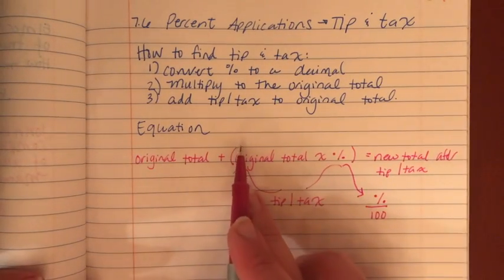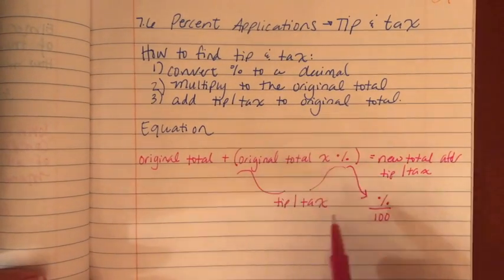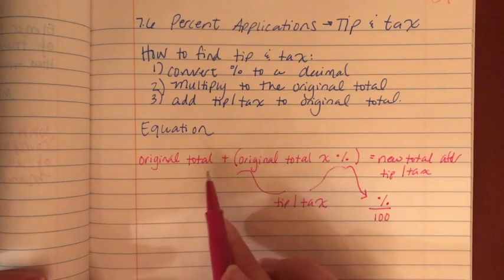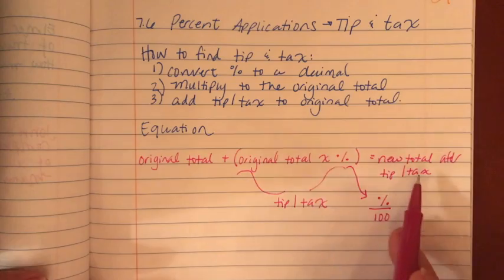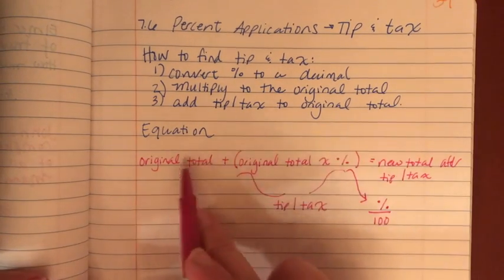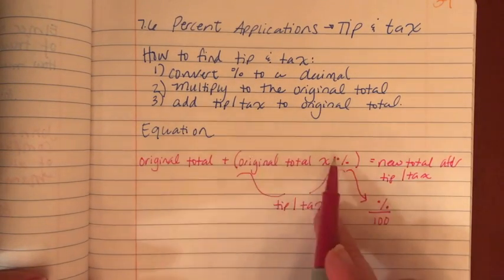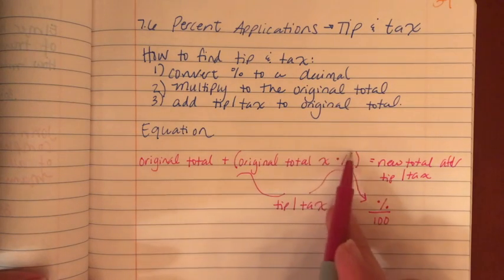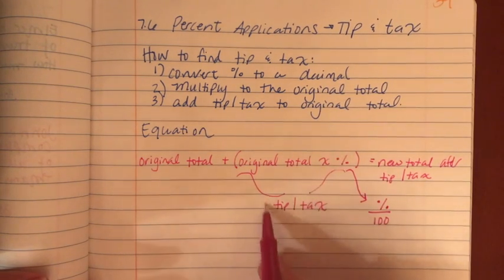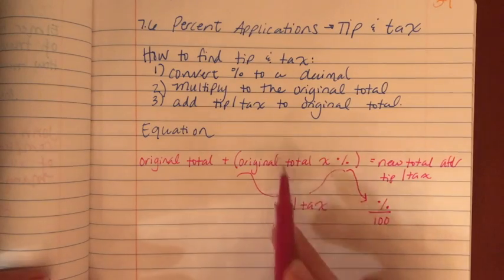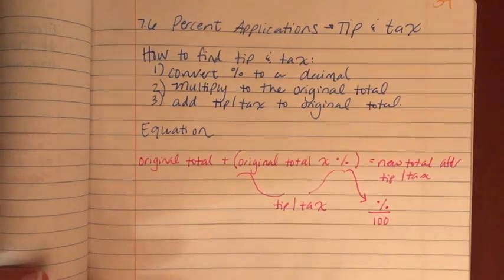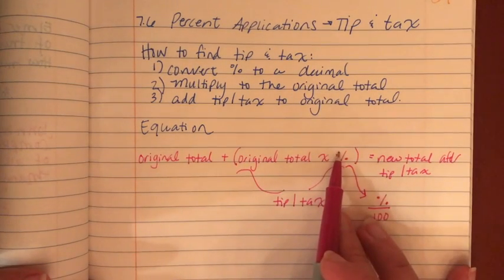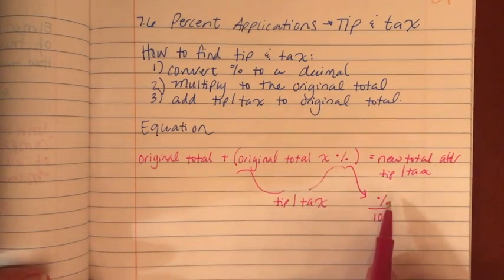There are going to be some Khan Academy problems, depending on which ones you get, that ask which equation matches the word problem. Let's say you were given the original total and the percent, and they asked which one gives you the tip and tax. You'd want one that looks like this: your original total plus the original times the percent. If you were just asked for tip or tax, the equation would look like this, and oftentimes they'll write it out of 100, like 98 out of 100, rather than writing the decimal or the percent.